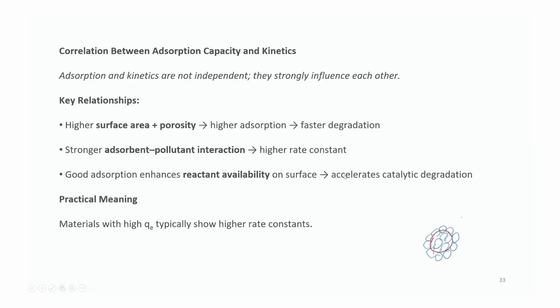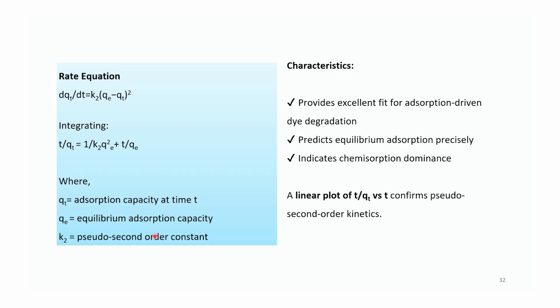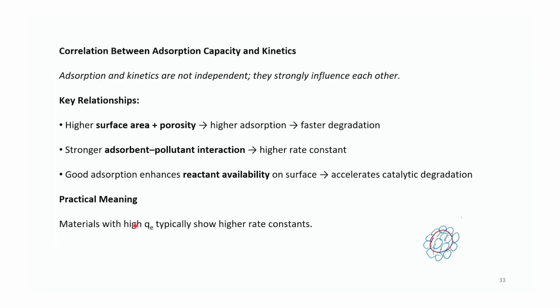So a good adsorption, what will it do? It will enhance the reactant availability on the surface. So as you can see, more active sites will be interacting with your pollutant molecules. So a good adsorption will result in the acceleration of the catalytic degradation process. So the practical meaning is that materials with a high Qe, what is Qe? The equilibrium adsorption capacity. So materials with a high equilibrium adsorption capacity will typically show a higher rate constant.